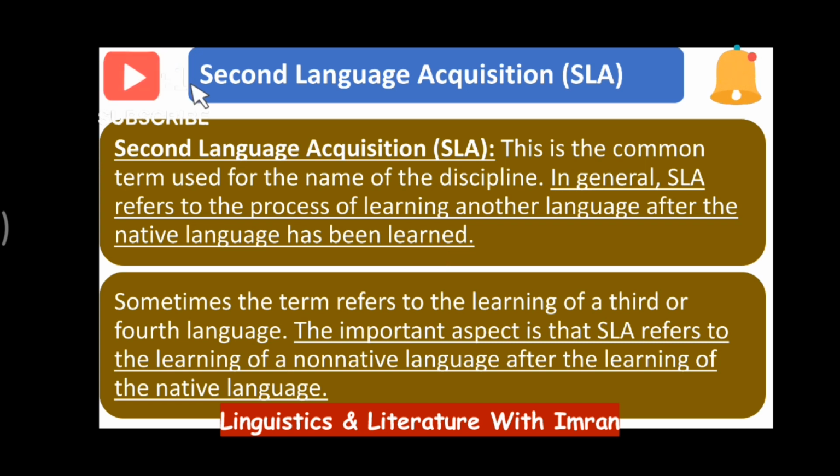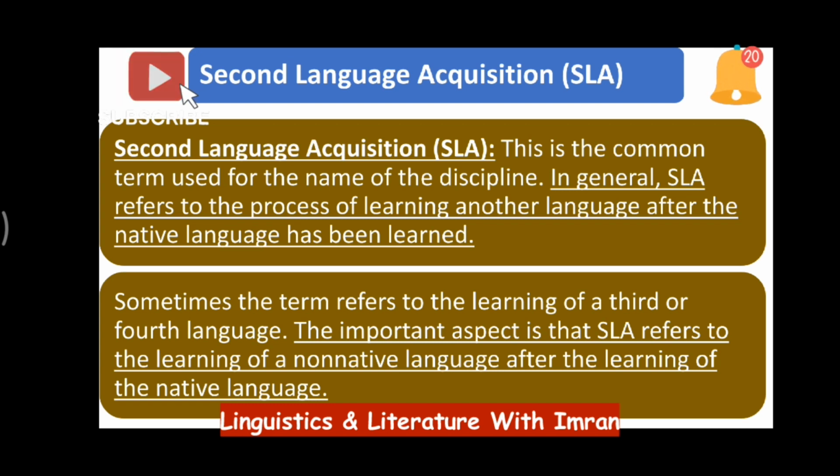So for example, I live in Pakistan and I'm Pathan. So Pashto is my native language. That is my mother tongue. And I have acquired Pashto first. And whatever language I learn after Pashto, that will be my second language.